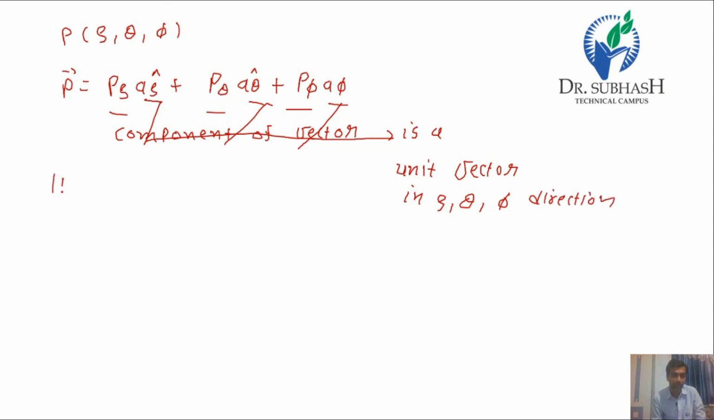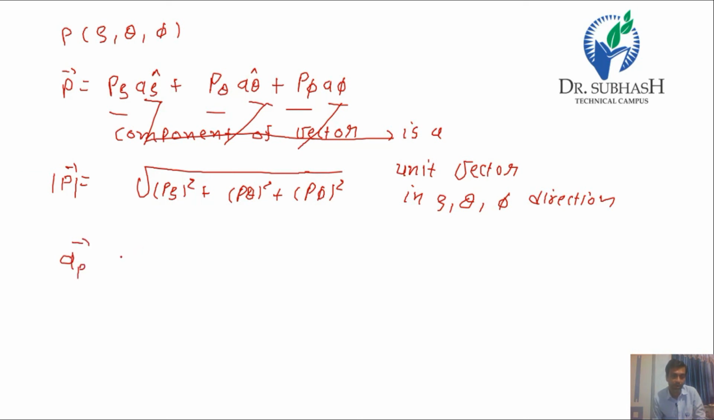Magnitude of the vector P can be found as the square root of the algebraic sum of squares of the components. And the unit vector of vector P can be represented by small letter a with subscript P, which is the vector itself upon the magnitude of that vector.